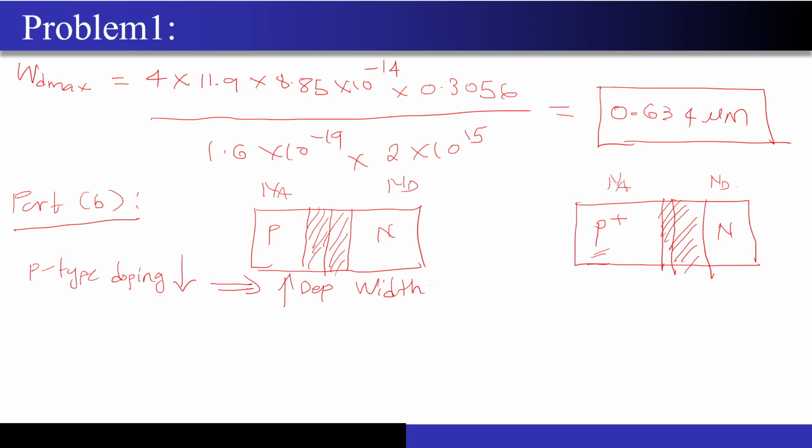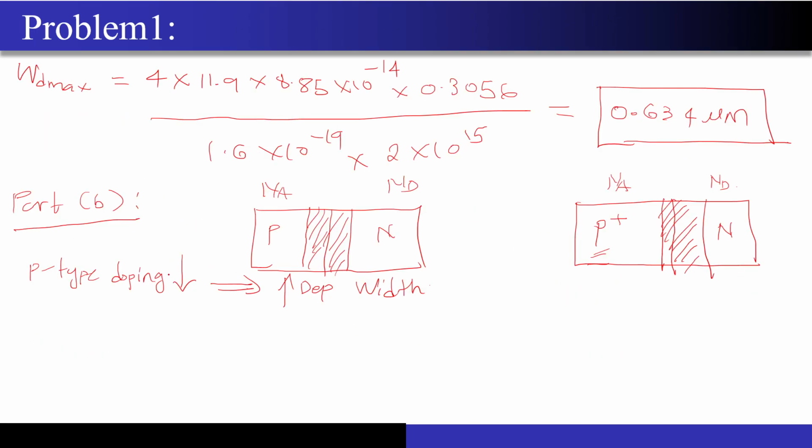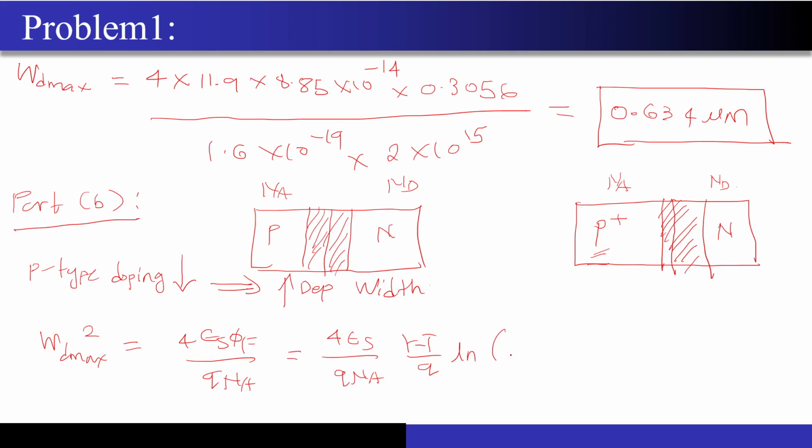But now see, I'm a researcher, I have to prove everything mathematically, correct? So now let's try to get some mathematical intuition out of this formula. So what is this WD max? Let me write WD max square, because there was a square root. This was nothing but 4 epsilon s phi f divided by QNA. Now phi f itself is a function of log. If I just put it like this, QNA, phi f is kT by Q ln of Na by Ni.